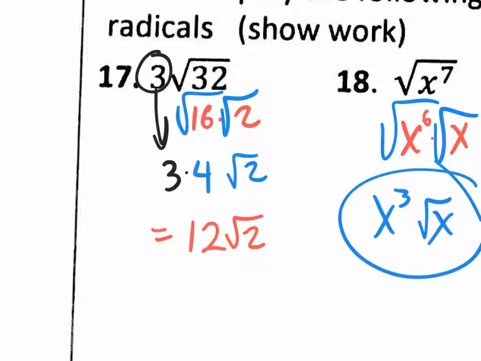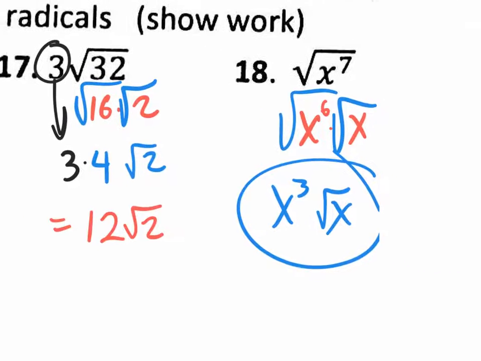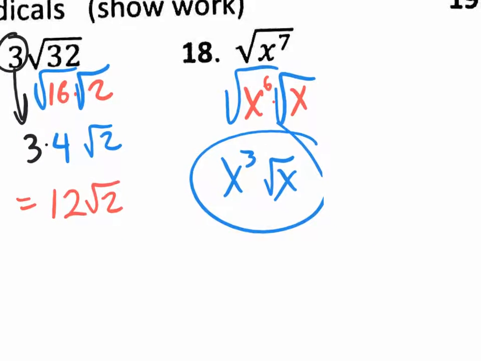Check this out, guys. Let me show yet a different way of doing number 18 on the quiz here. Now, the way I just explained it was that we would like to have an even power right here. So I rewrote it with multiplication to get that even power. X to the 6th times x is really x to the 7th. Now, when you do the square root of x to the 6th, it becomes x to the 3rd, and the square root of x just stays the square root of x.